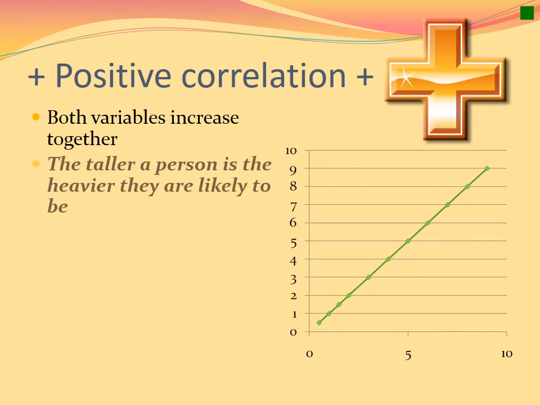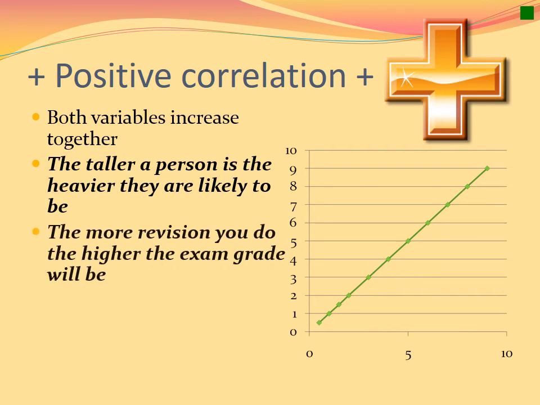Now this is an example of a positive correlation. A positive correlation is when both variables increase together. So as one gets bigger, the other gets bigger as well. Examples may include the taller a person is, the heavier they're likely to be. Well, the most important one for me is the more revision you do, the higher your exam grade will be. The line that I've drawn on the screen, which I've drawn on all the correlations, is what we call a line of best fit, which you draw through the plots that you point to see how strong a correlation would be.